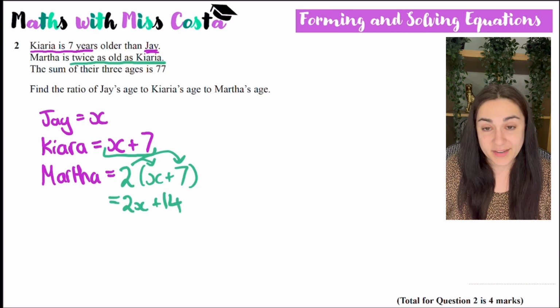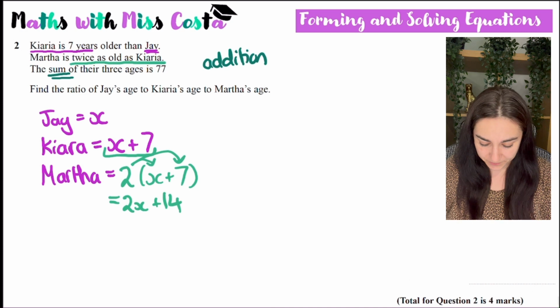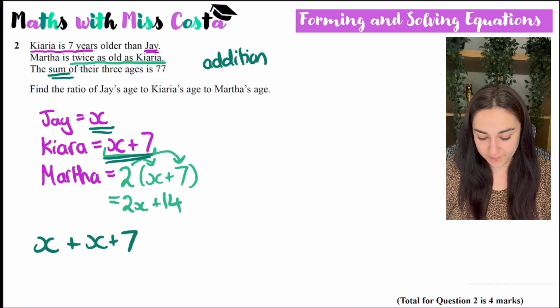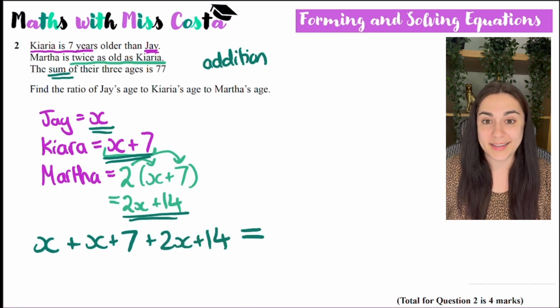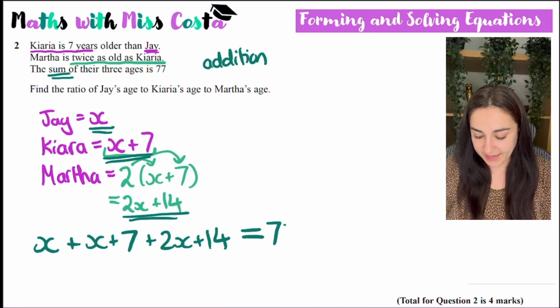Okay, I'm then told that the sum of their ages is 77. And sum just means the end result after you've used addition. So I can form my expression. I know that J's age is X. If I add Kiara's age to that, that's X plus 7. And then I add Martha's age, that's 2X plus 14. I know that all of these ages, these expressions must sum to make 77.